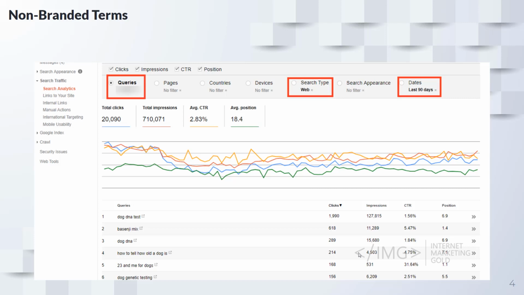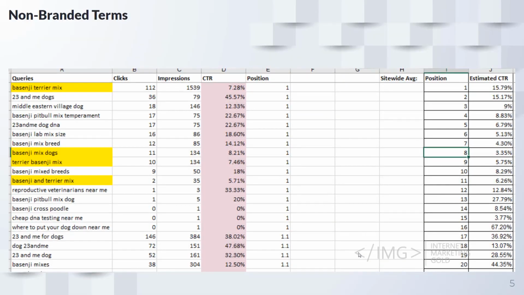So again, we're looking at queries in the web, the last 90 days. And within this, in the queries, you can take out the brand. So you can subtract the brand as a negative word, and then what Search Console will show you are all your unbranded terms. You can download that list. Here's where things get fun.